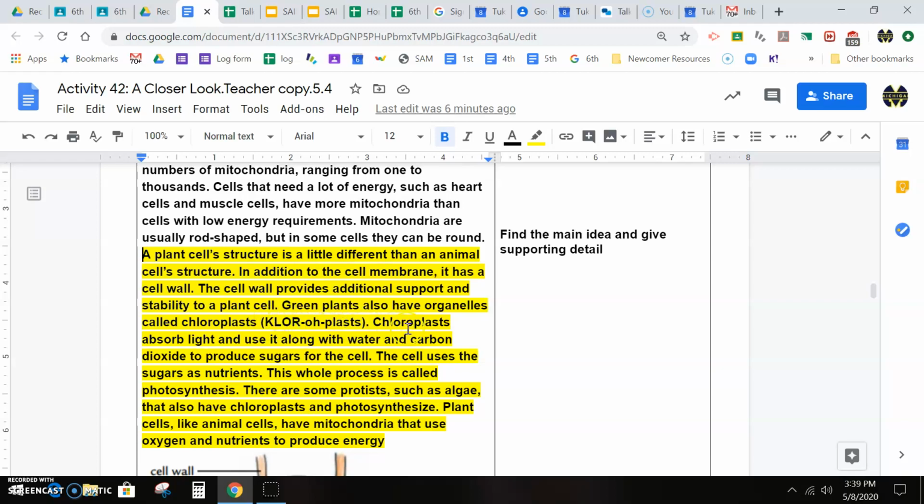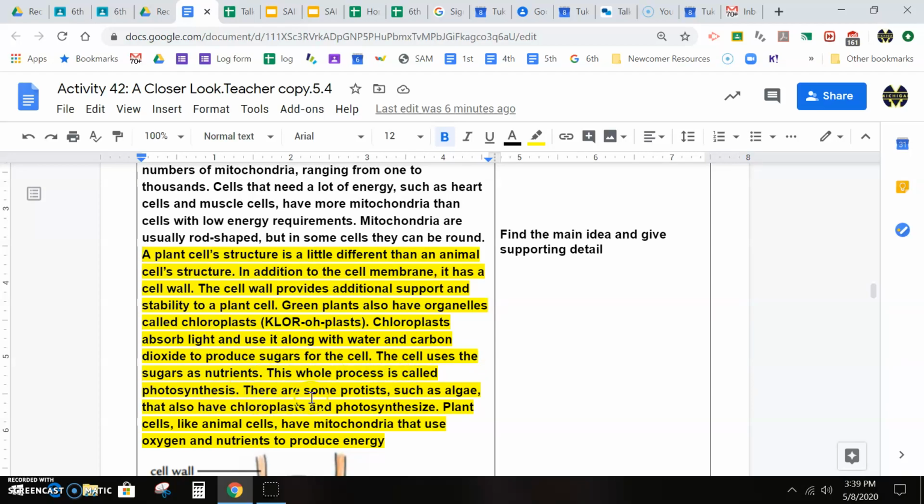chloroplasts. Chloroplasts absorb light and use it along with water and carbon dioxide to produce sugars for the cell. The cell uses the sugars as nutrients. This whole process is called photosynthesis.